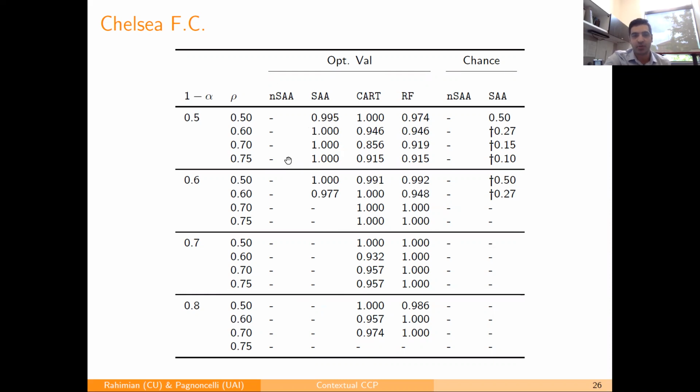And you can see that for the naive SAA, for this particular team Chelsea, none of the problem setting configurations were feasible. The SAA were feasible almost half of the time, whereas CART and RF are feasible almost all the time. They do very well in sample. And you can also see this SAA approach, even though it sometimes gets you the best optimal value in sample, out of sample, it doesn't do well, and it doesn't satisfy the chance constraint.